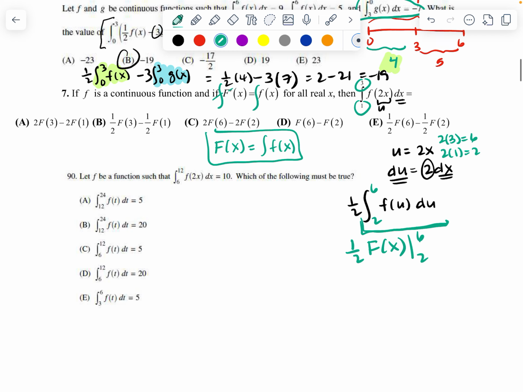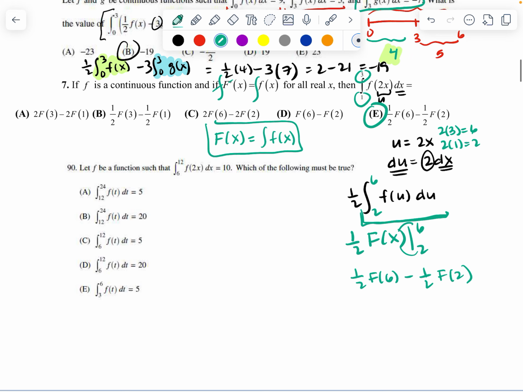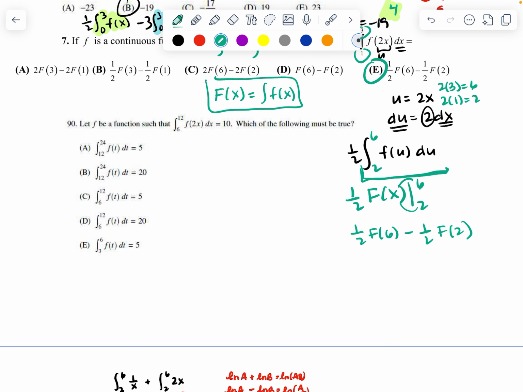So if I plug this in, I'm going to have 1/2 f of 6 minus 1/2 f of 2. So this looks like the answer is going to be E. Okay? All right, let's look at number 90, which comes right after 7, obviously. We haven't fixed this yet, sorry.